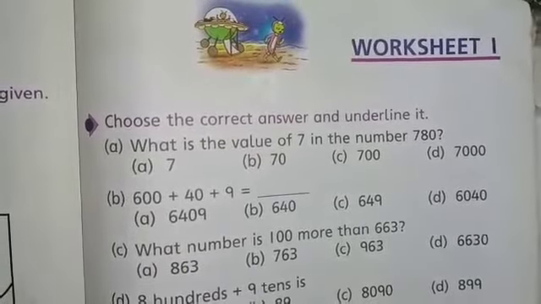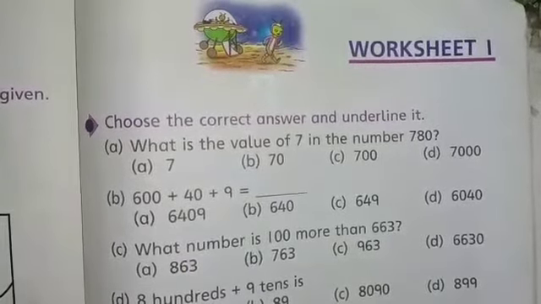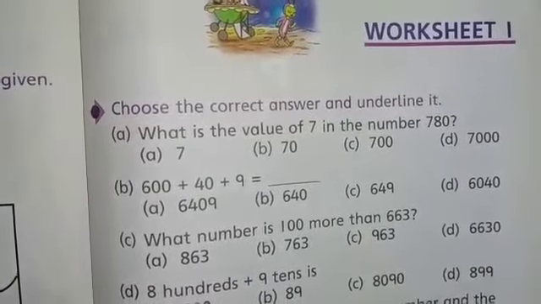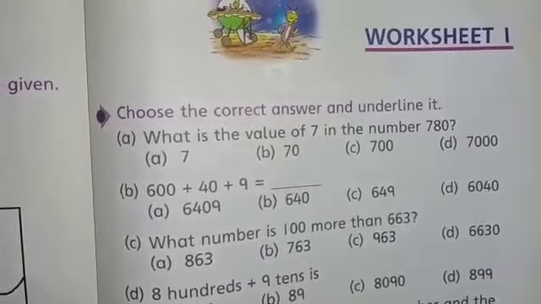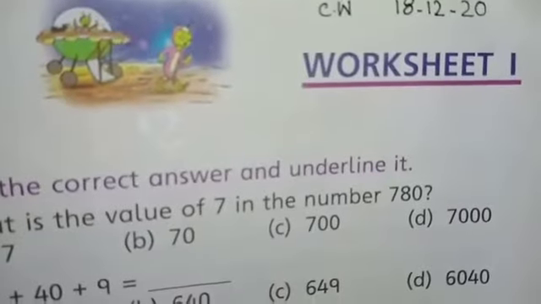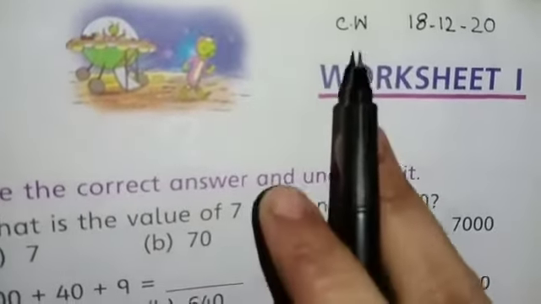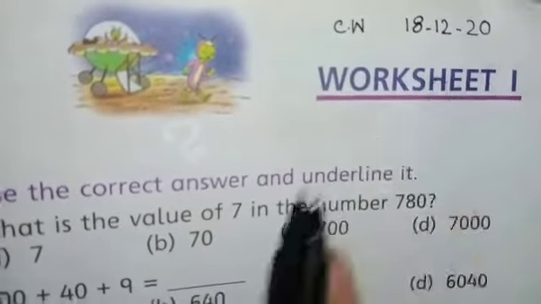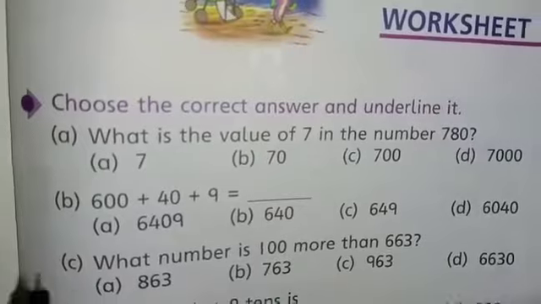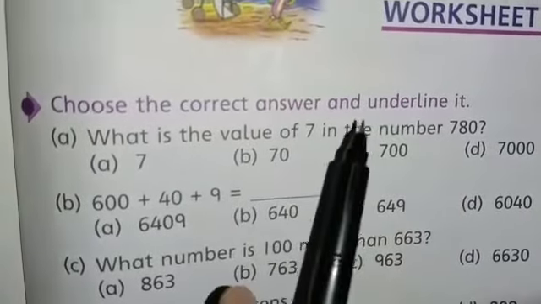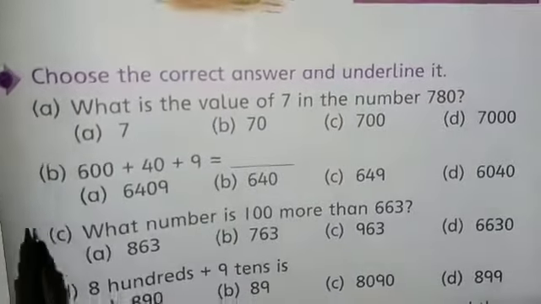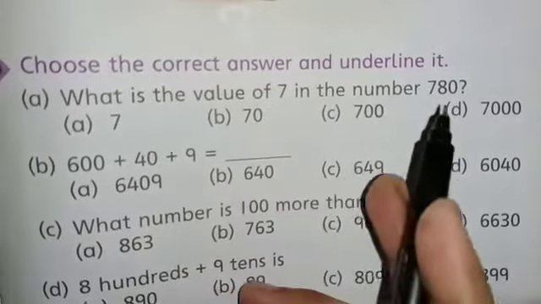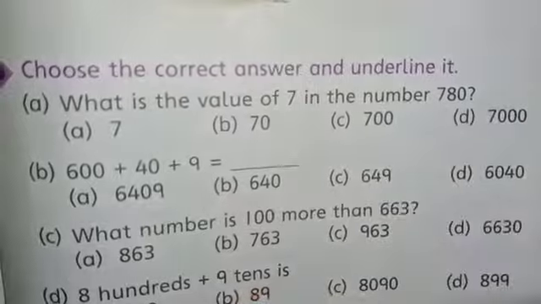Students, today we will solve objective worksheet 1. It's page number 164 of Countdown. First of all, we will write here classwork and short date, that is 18th December 2020. Our exercise is choose the correct answer and underline it. A part is what is the value of 7 in the number 780.